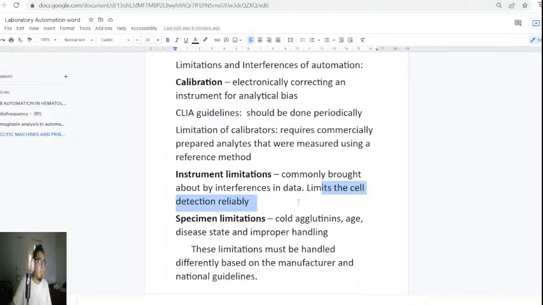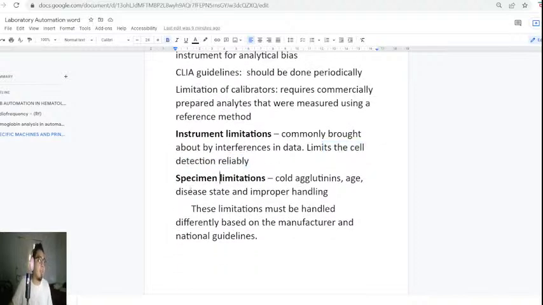So what do you mean by those things? There's one thing that you need to remember: specimen limitations, cold agglutinins, age of the patient, disease states, and improper specimen handling. These are considered as specimen limitations. You as medical technologists need to know that there are some cases where there would be spontaneous clotting, even if you mix the sample. In cases of cold agglutinins, this will falsely decrease platelet counts and RBC counts.